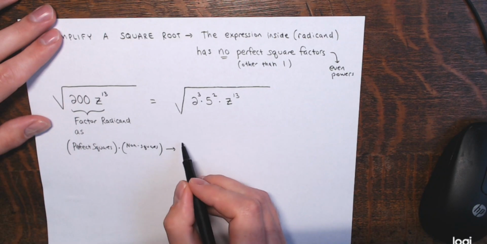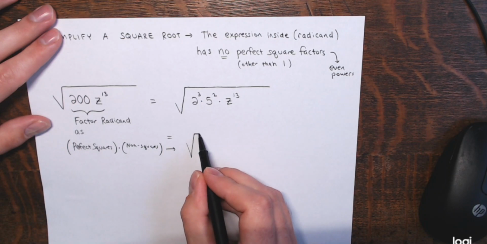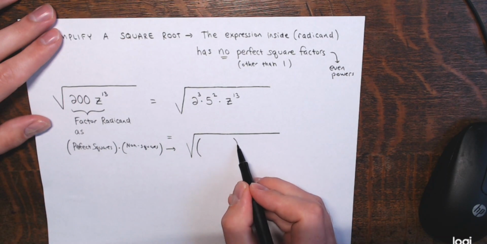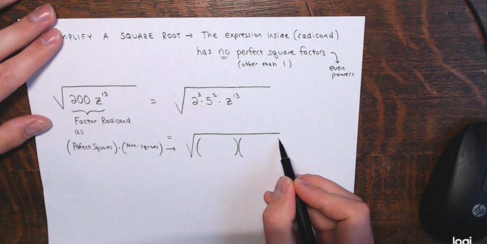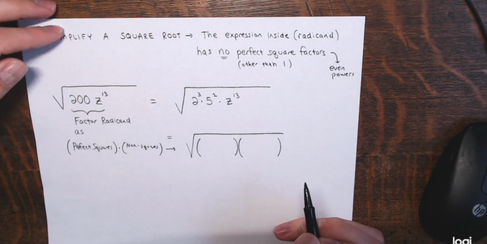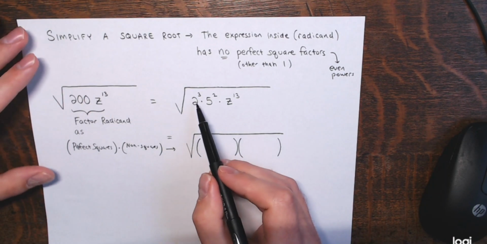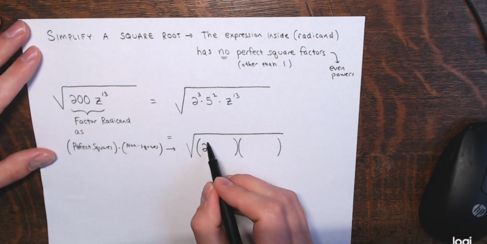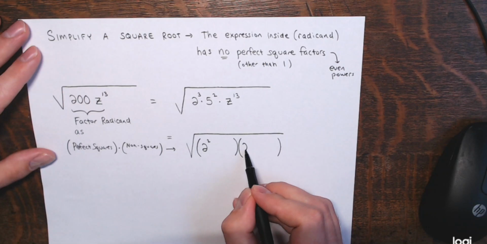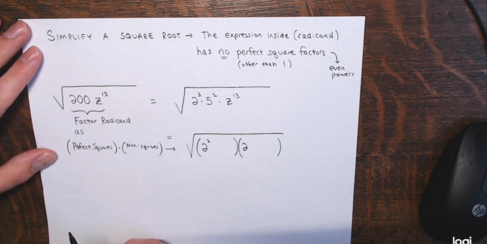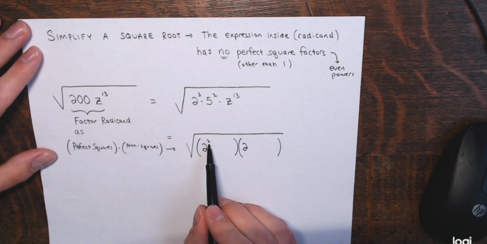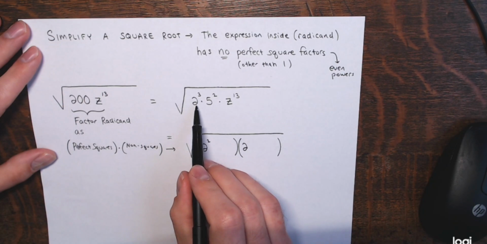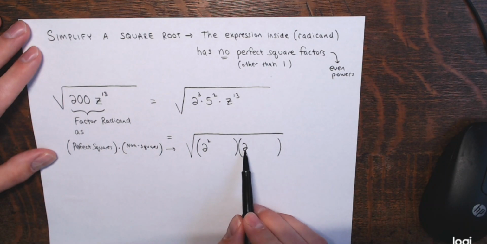I'm going to say this is equal to the square root of, and then I'm going to put it in two different sets of parentheses here, two different factors. 2 to the third power is 2 to the second, right? That's a perfect square, times 2 to the first. I'm just putting the highest even power that goes into the power on that base here, and then the remaining stuff in the other factor.